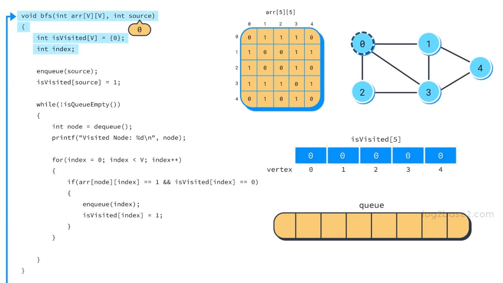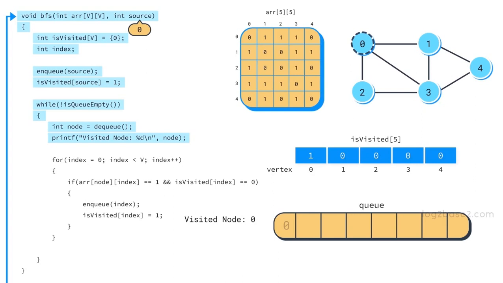Now, the first step is to insert the starting vertex to queue and make it visited. So write enqueue of source. So 0 is inserted into the queue. Now make it visited in the isVisited array. So isVisited of 0 is made 1. Now we have to visit all its neighbors. Use a while loop for that till the queue becomes empty. First, remove the element from the queue and store it in node. So 0 is dequeued and stored in node. Now print 0 is the visited node.